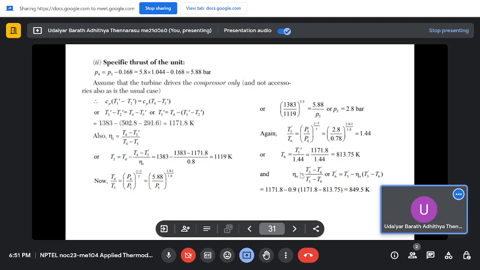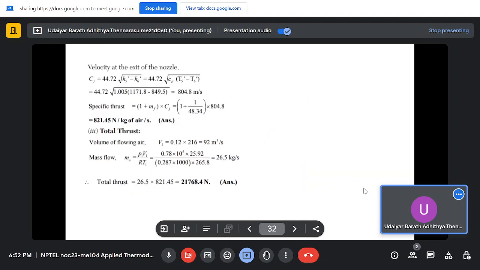So now using this, and we know that the nozzle is not efficient, its efficiency is 90%. Using that we can find the actual temperature at state 6, which will be T6 dash. So T6 dash is equal to T5 dash minus efficiency of nozzle into (T5 dash minus T6). Substituting the efficiency and temperatures, we can find the temperature at state 6 is 849.5 Kelvin.